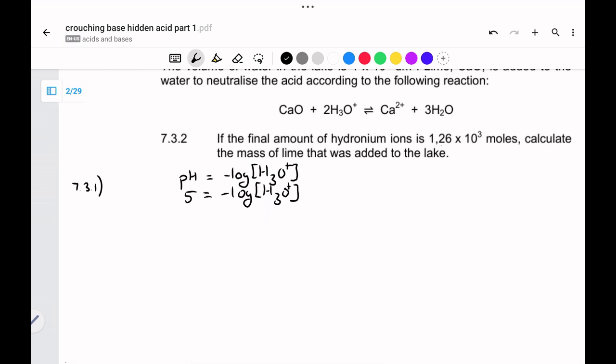The way to go backwards is the following. The concentration is 10 to the power of minus the pH. Let's write it like this. It's a concentration, so this is the units. Okay, done.